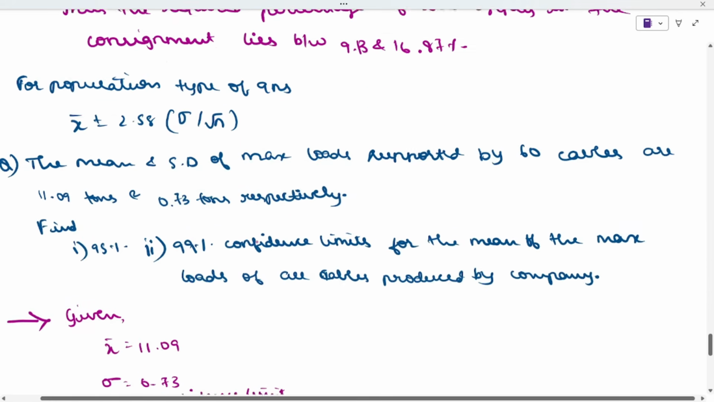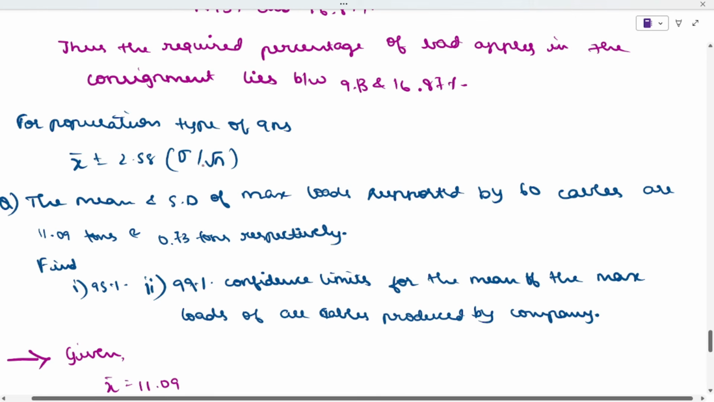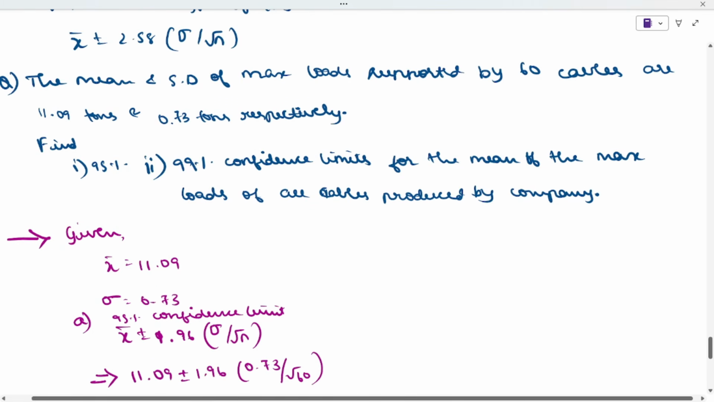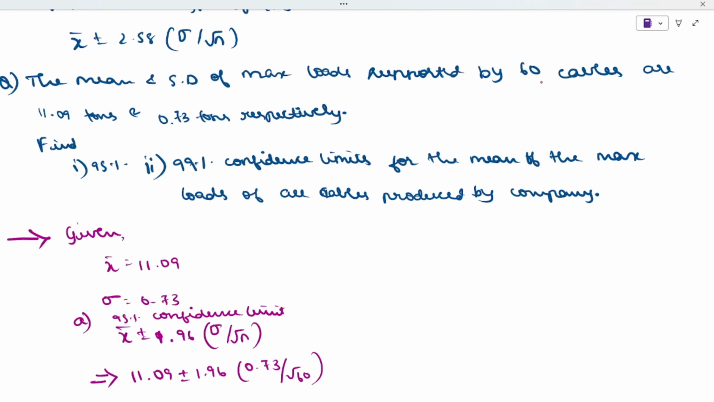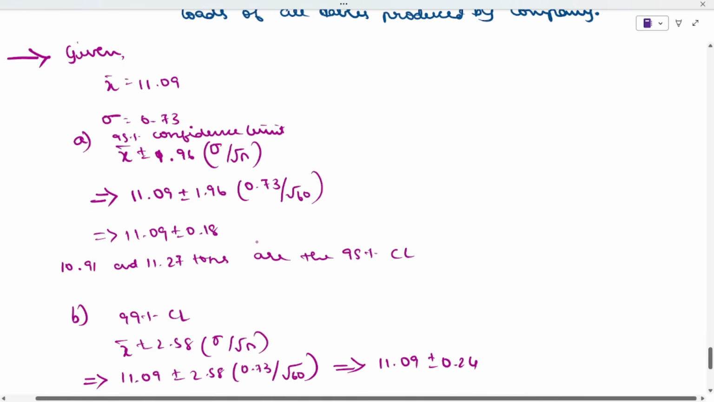Now for the population type, x bar plus or minus 2.58 sigma by root n, that means standard deviation and number, and you will have x bar. Okay, x bar is mean. See, in the question, the mean and standard deviation they have given for 60 cables. That means n is 60, the mean is 11.09 tons and the SD is 0.73 tons. You have to find at 95% and 99%. For 95%, you take x bar, that means mean, and the standard deviation. You just substitute the values.